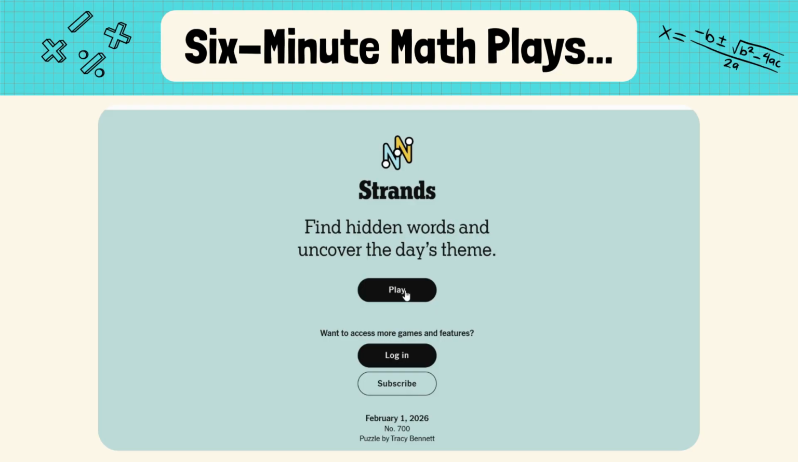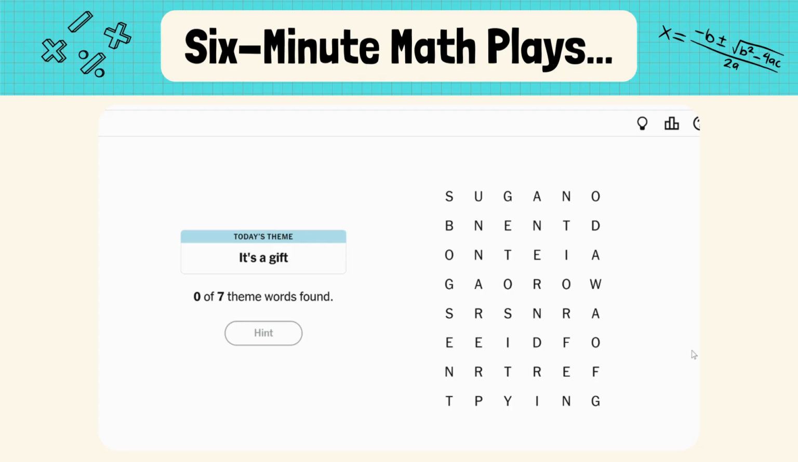Let's go on to our Strands here. Our theme is It's a Gift. And let's see what we can find. I'm always looking in these corners just to see. So I have offering. I think we have present. I'm going to go with registry. I see a tree here. Okay, maybe not. So we're doing something about giving things to others.